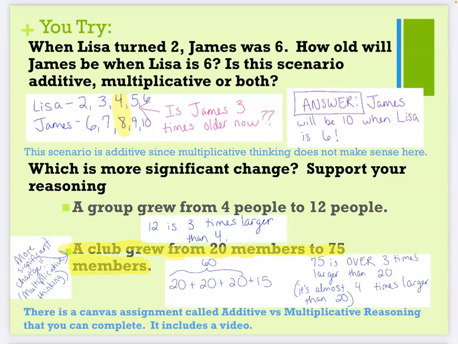Which one is more of a significant change? A group grew from 4 people to 12 people, or a club grew from 20 members to 75 members? You could think of it additively, or you could think of it multiplicatively, but probably multiplicatively makes more sense in this case. So 75 is over 3 times as large as 20. It's almost 4 times as large. Whereas the group who grew from 4 to 12 is just 3 times larger.